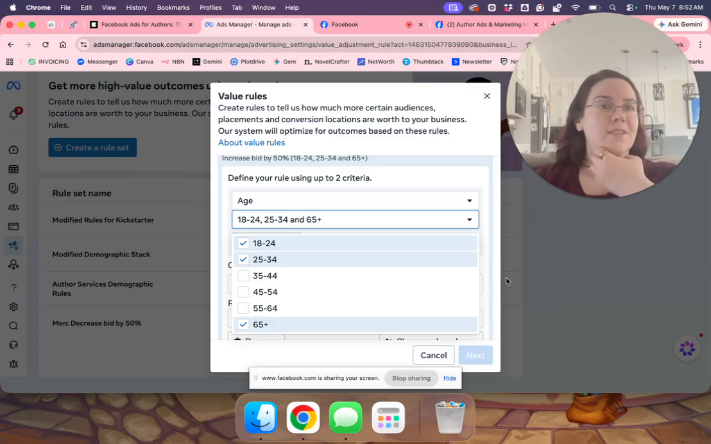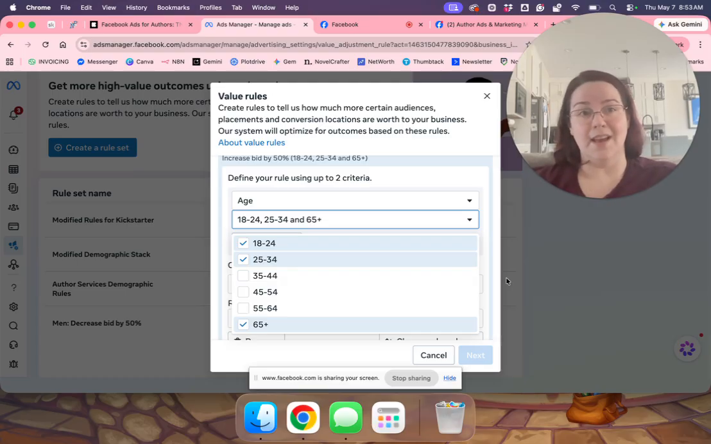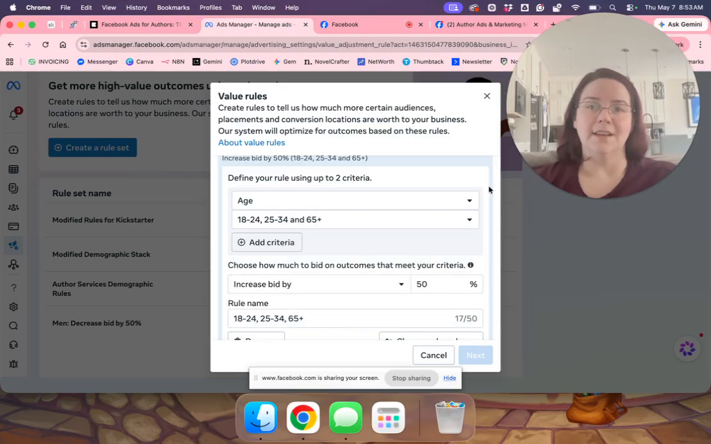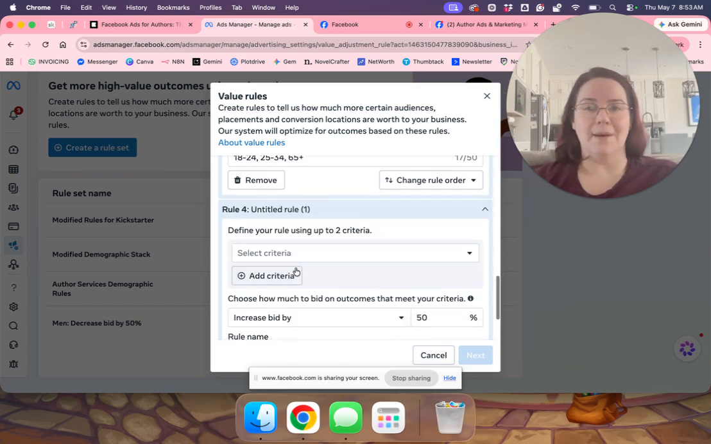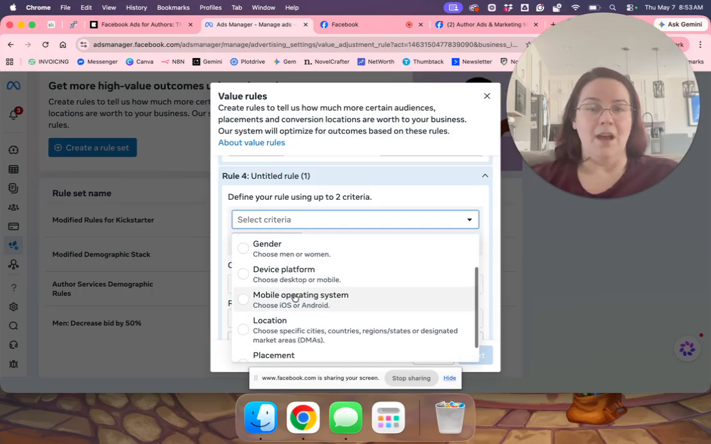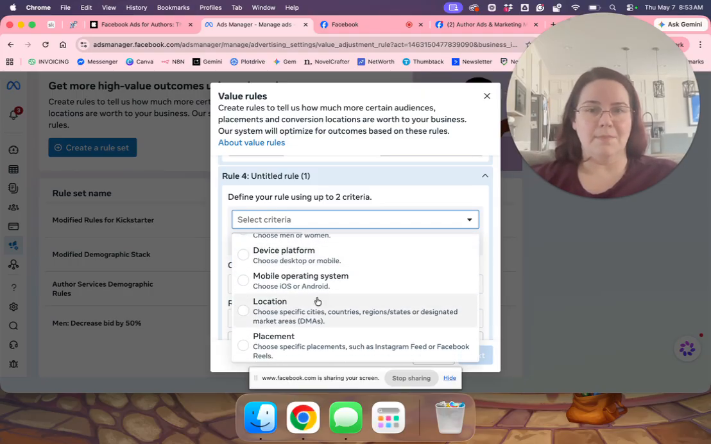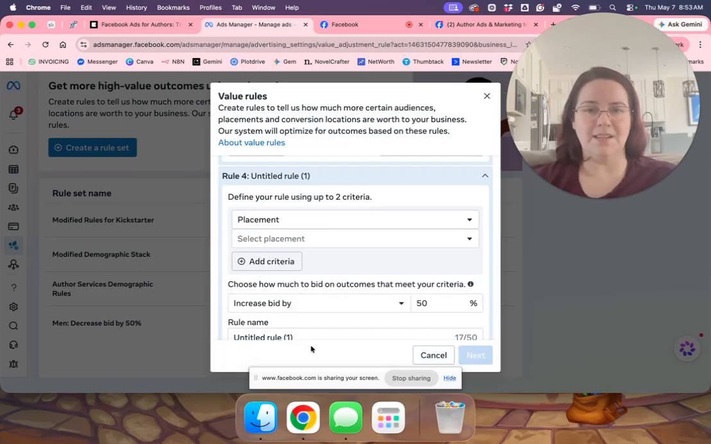Usually I have 25 to 34. I decrease the bid maybe by 50% and then decrease the bid by 75% or more on the 2 tails for me. And for some fiction authors, 65 plus is going to be a great demo, but if you know that you get a lot of clicks and not a lot of conversions, you might want to downbid that. And you get all of this by doing the breakdown and really thinking about your data and your core customer.